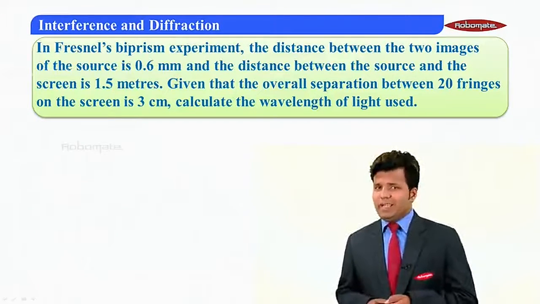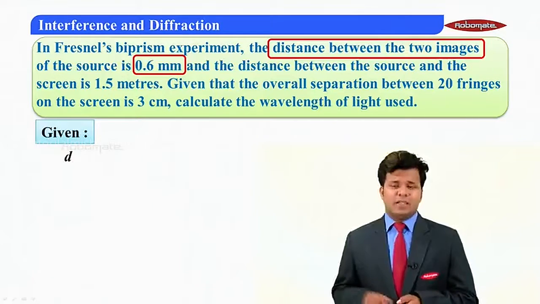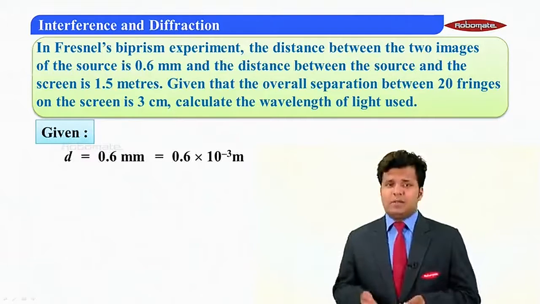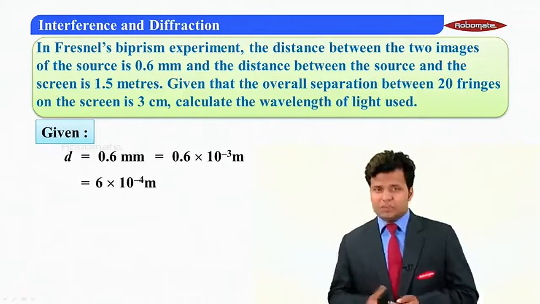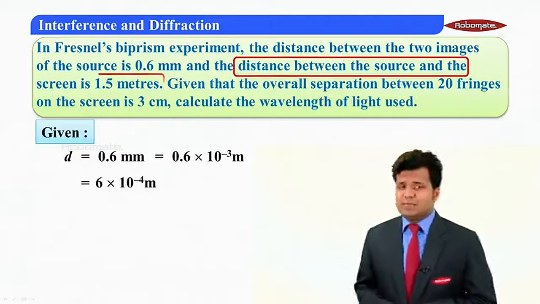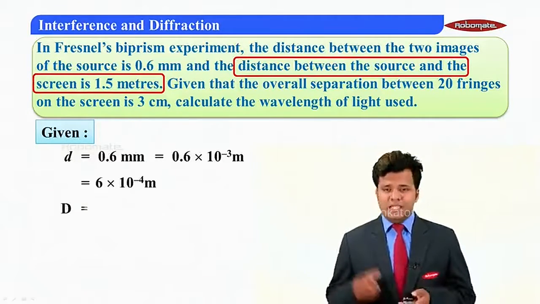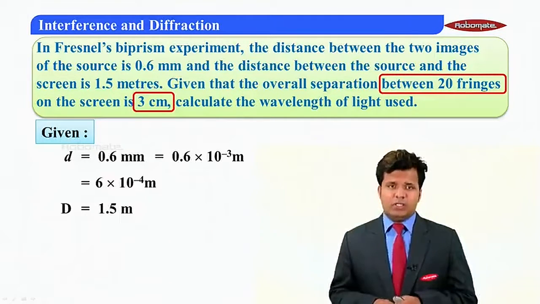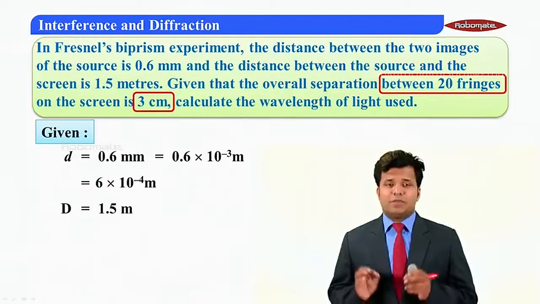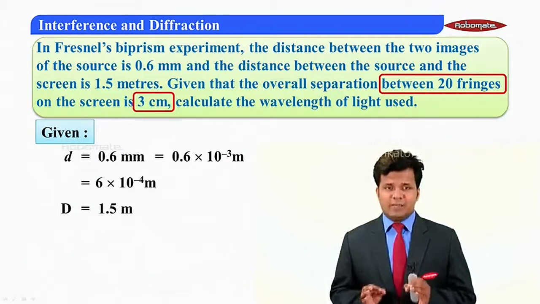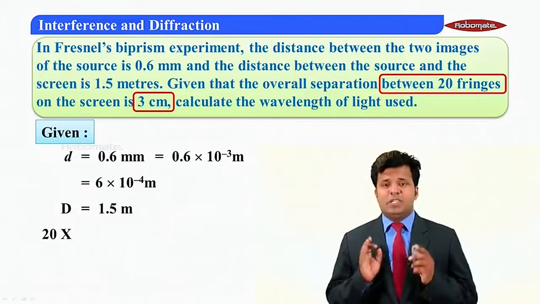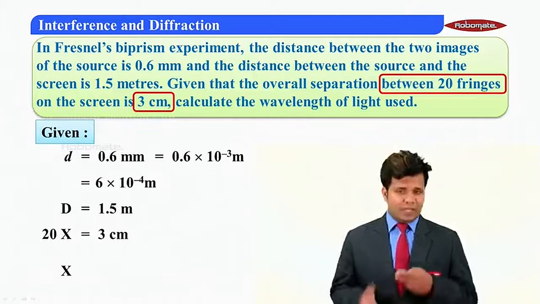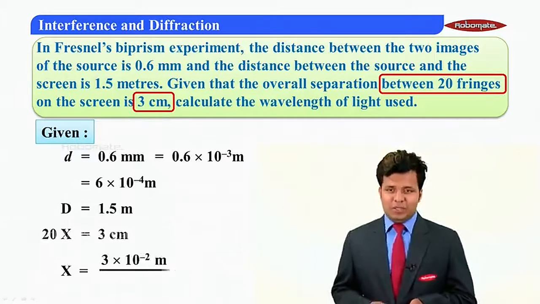If I am going to write down the given data here, then it would be, first, small d is 0.6 mm, which can be further simplified as 6 into 10 raised to minus 4 meter. And the second data, the distance between source and the screen, that is capital D, equals 1.5 meters, right? And the very important data given for this question is the distance of 20 fringes. A single fringe is x, right? 20 fringes means it is going to be 20x. So 20x would be equal to 3 centimeter, that is 3 into 10 raised to minus 2 meter, so x would be that upon 20. Right, students?